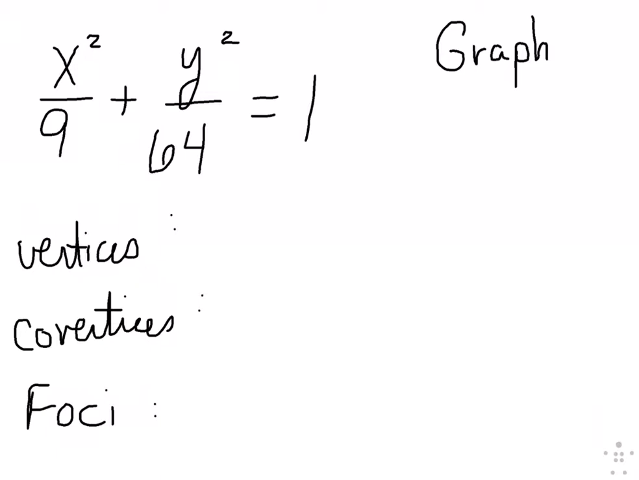So here's what you have to do. I want you to identify, first of all, what number is bigger, 64 or 9? 64. Good. 64 is bigger. Colton, where's the 64 underneath? What letter? Y. Good. That means my vertices are going to be in the y's because 64 is bigger and it's underneath the y's. Now, what I need to know from you guys is, what's the square root of 64?